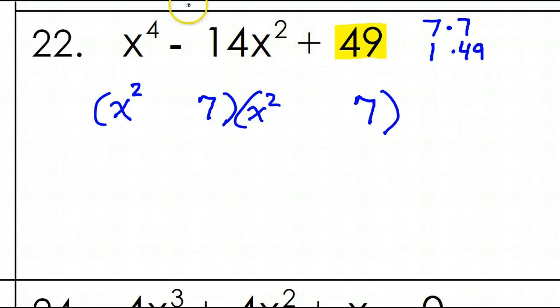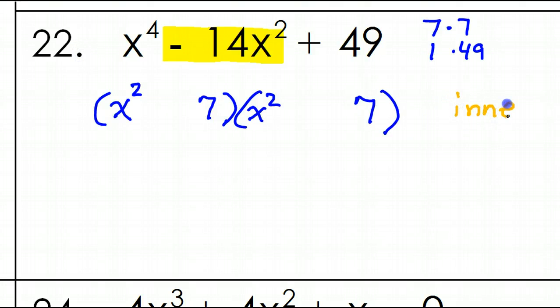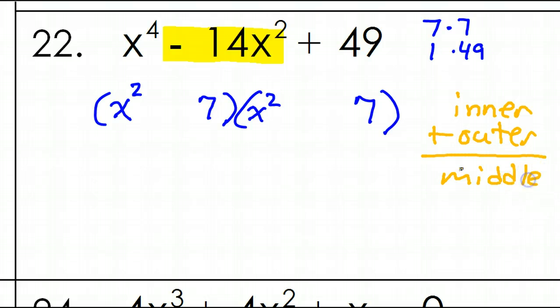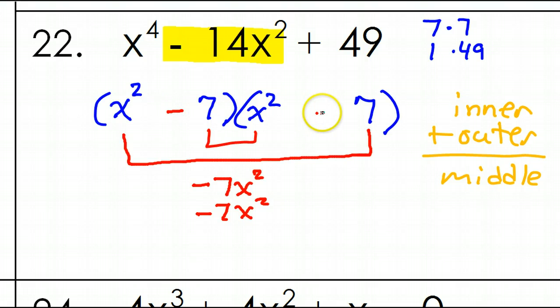Next we start thinking about the middle term. The middle term is negative 14x squared. And we have learned that the inner plus the outer has to equal the middle. Now the inner is this, the outer is that. So inner I have 7x squared right now, and outer I have another 7x squared. Is there any way I can get a negative 14x squared out of this if I pick the signs right? Sure. If both of these were negative 7, that would get it done. So that would make both of these negative 7.